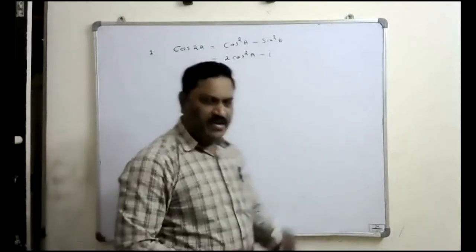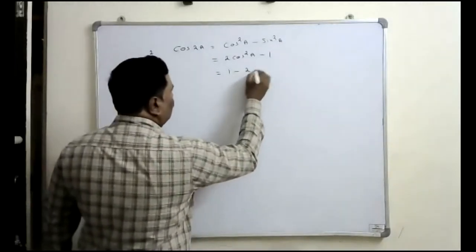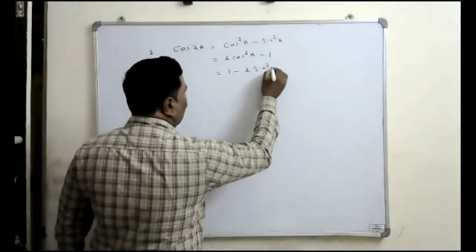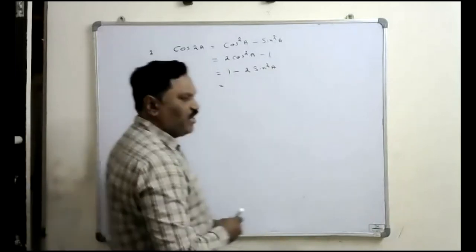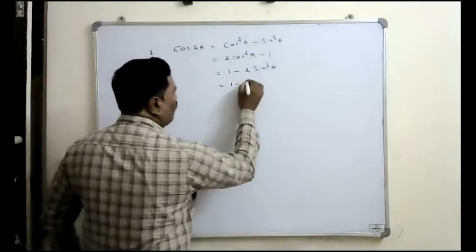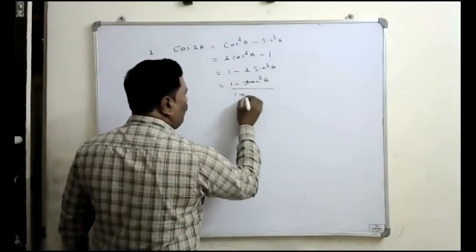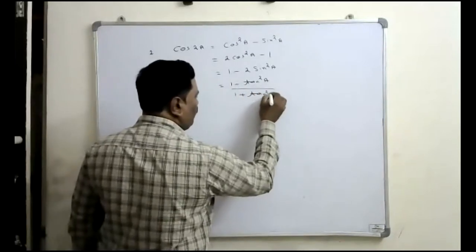What is the formula in terms of sine only? 1 minus 2 sin square A. What is the formula in terms of tan only? 1 minus tan square A upon 1 plus tan square A.